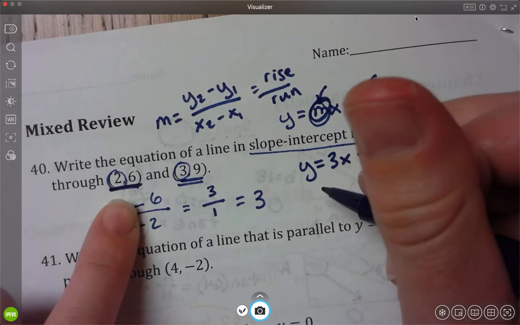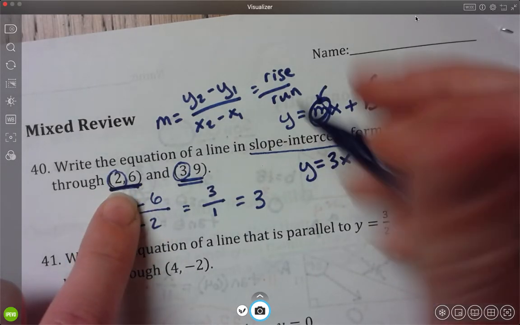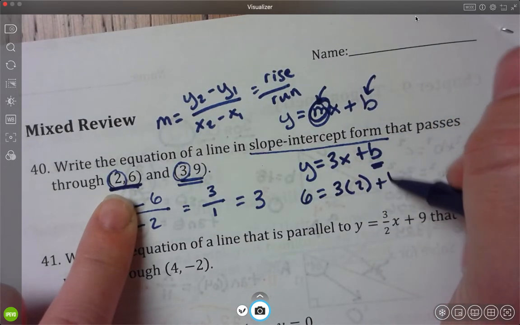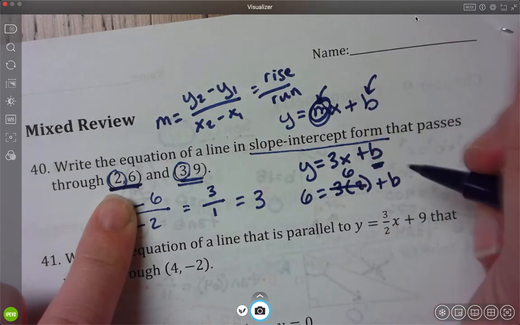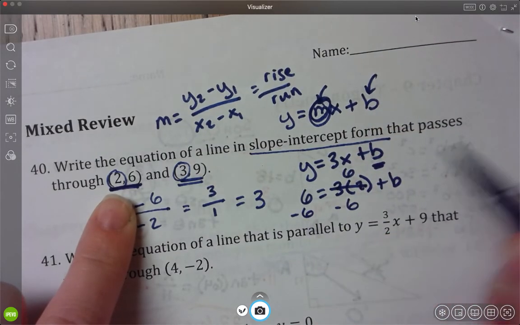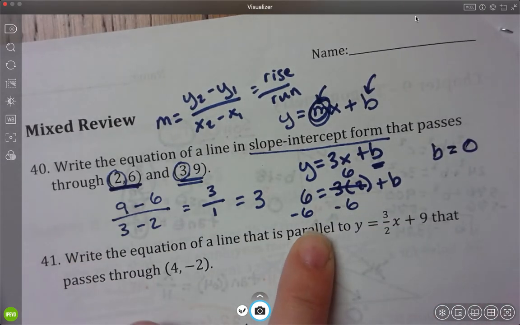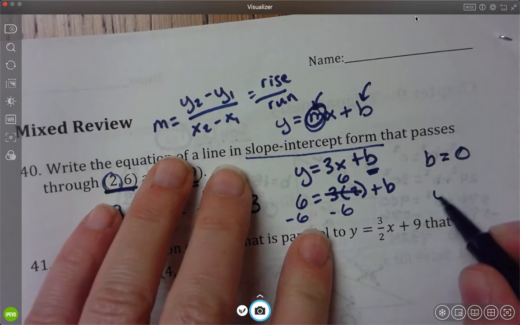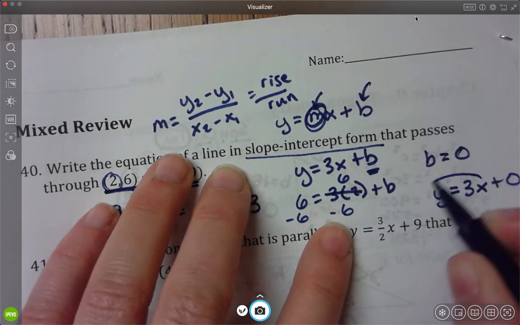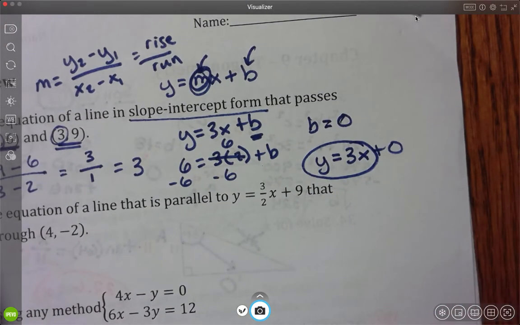I want to make sure that y is actually the y coordinate. So I want to plug 6 in here, and this guy is 2. So 3 times 2 is 6, and then if I subtract that 6 to the other side, b is actually going to be 6 minus 6, which is 0. Okay, so my equation, if I write them all out, is y equals 3x plus 0, or just y equals 3x. I don't really need to have that plus 0 on the end there, but that's okay.